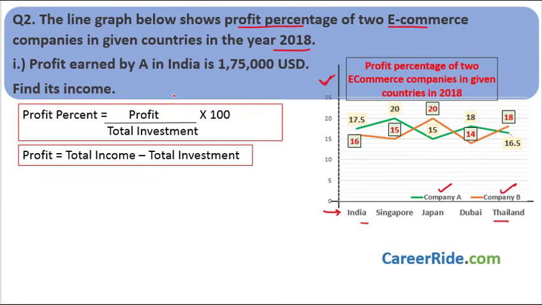Now let's read the question further. The first part asks: the profit earned by A in India is 1,75,000 USD. Find its income. This is a very easy type of question. All that you have to do is just place the values, okay? But here is something that I have to alert you about.